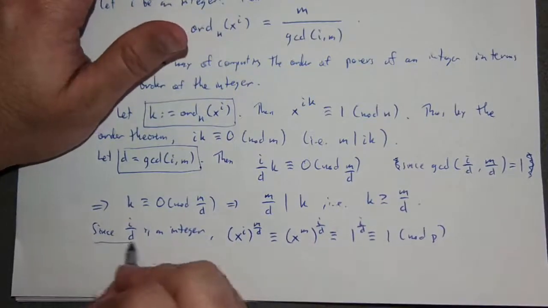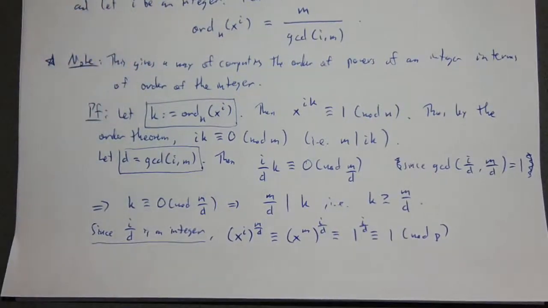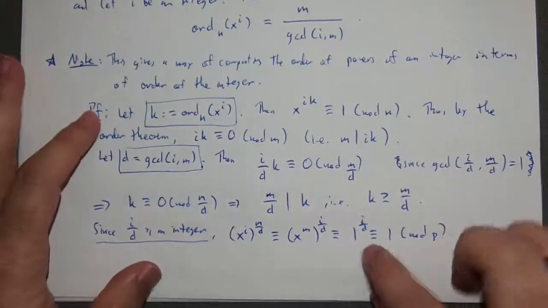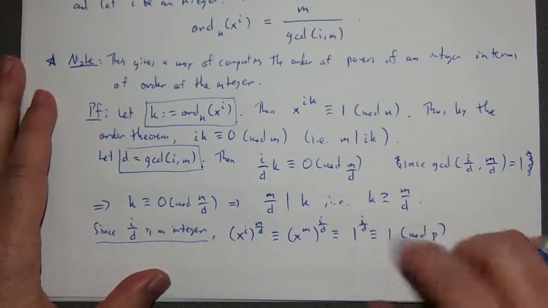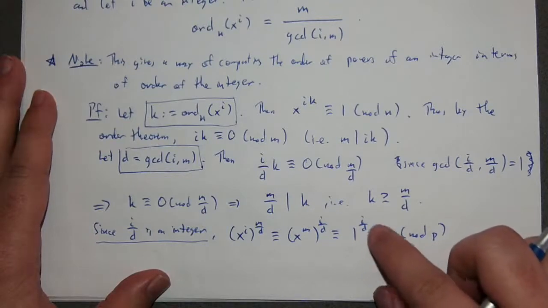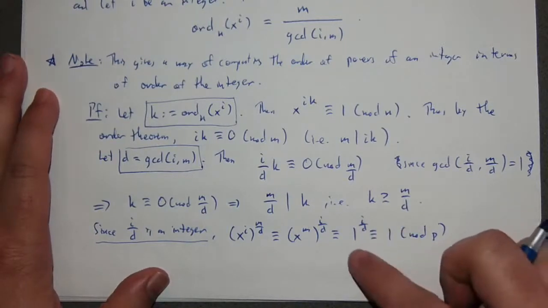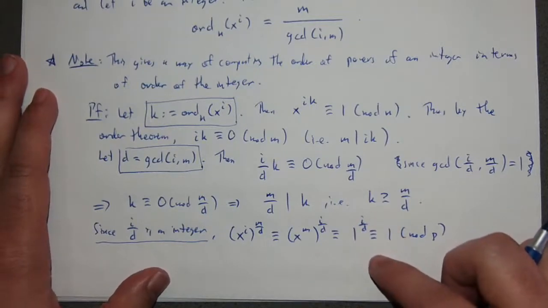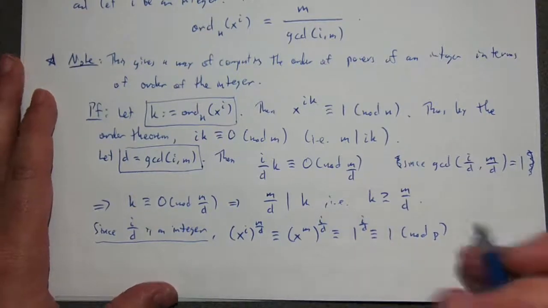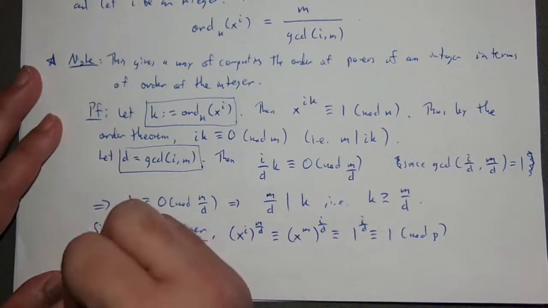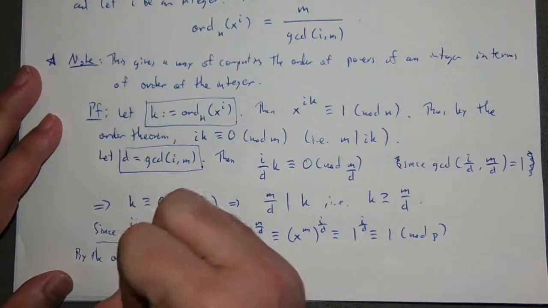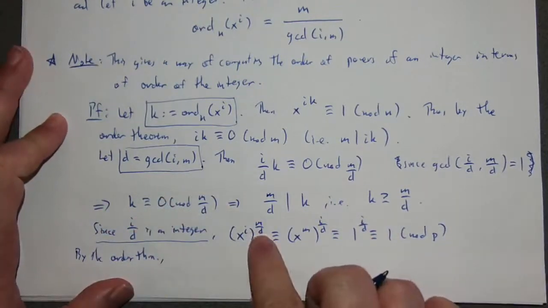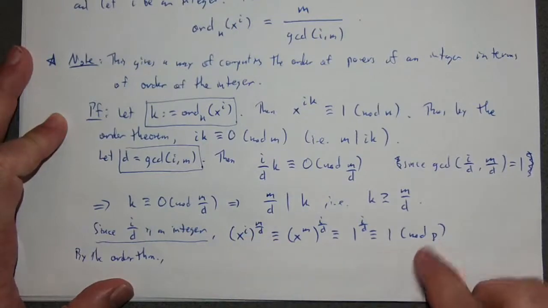Why did I say this? Well, if i over d is not an integer, then having something like this, 1 to the i over d, 1 to something that's not an integer, this could be ambiguous here. So this 1 to the i over d could have multiple values if i over d is not an integer, right? And so that's why we need that. So thus, by the order theorem, we have x to the i to something is congruent to 1 mod p.